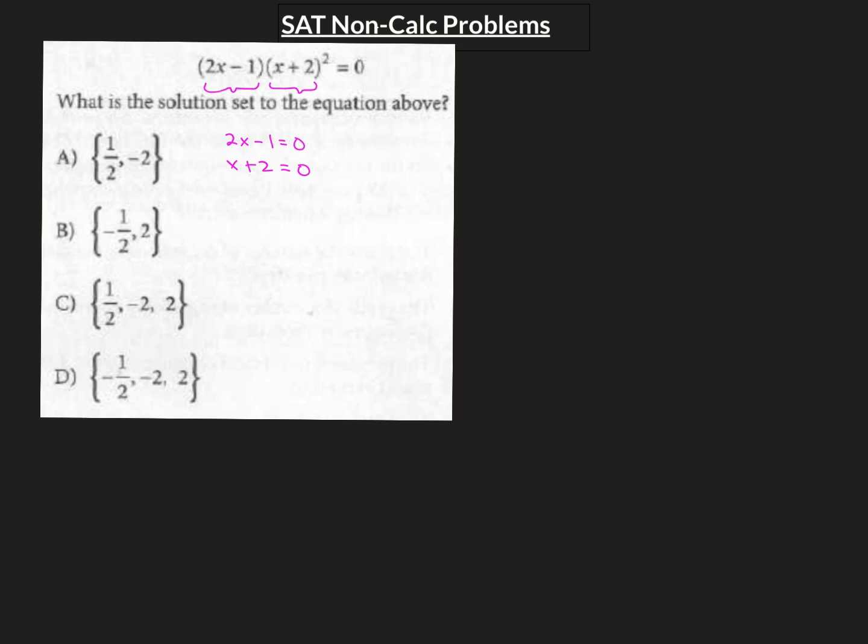So first we have 2x is equal to 1. So x is equal to 1 over 2. And next we just subtract both sides by 2. So then we get x is equal to negative 2. So that means our solutions would be 1/2 comma negative 2. And that matches with answer choice A. So now on to the next problem.